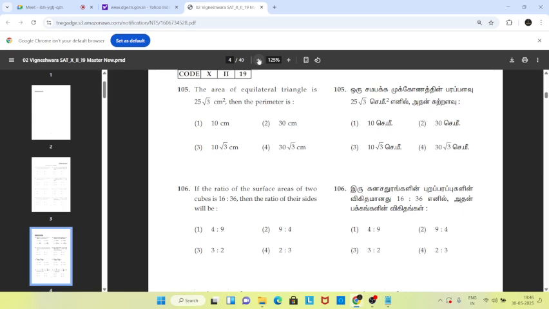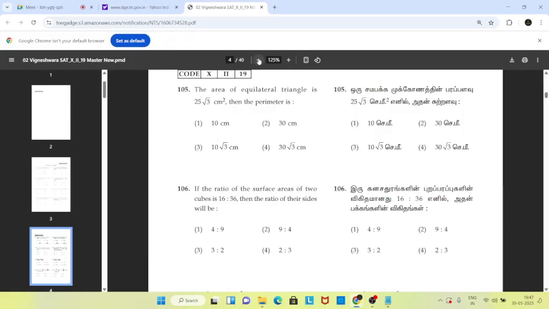So how many surfaces are there for a cube? 6. Okay, the ratio of surface areas of two cubes is 16 is to 36. So let us say this is 16 and 36. There are six surfaces, so what is the area of one side? 16 by 6 and 36 by 6. Am I correct? What is the ratio of their sides?